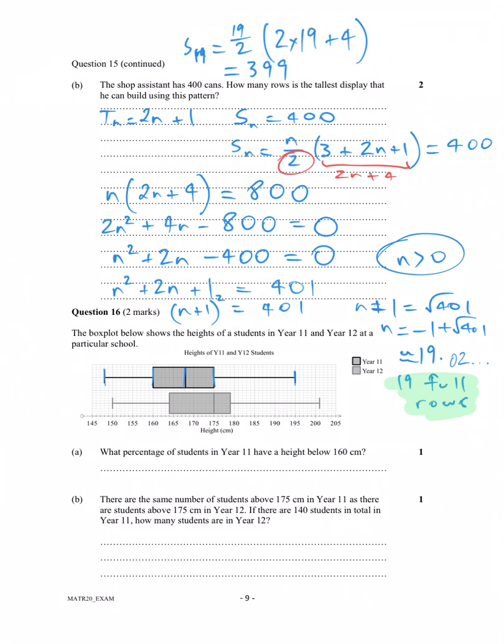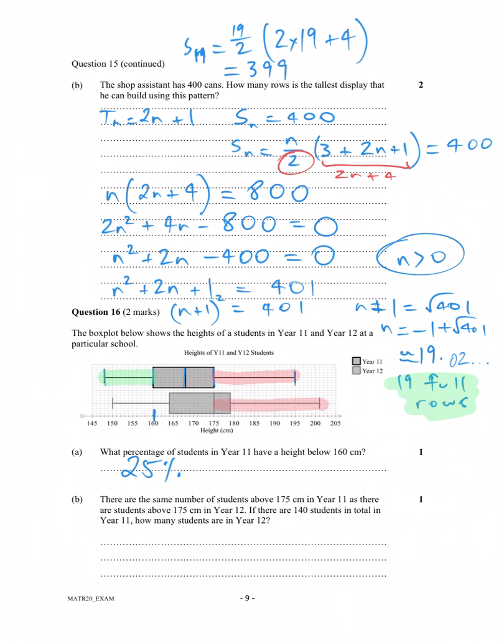So what percentage of students in year 11 have a height below 160 centimeters? I'm going to say the top one is year 11. It's a nice 160 there, and that's 25%, because these students here are all below 160 centimeters, between the minimum and quartile 1. There are the same number of students above 175 in year 11, these people, as there are students above 175 centimeters in year 12, or these people.